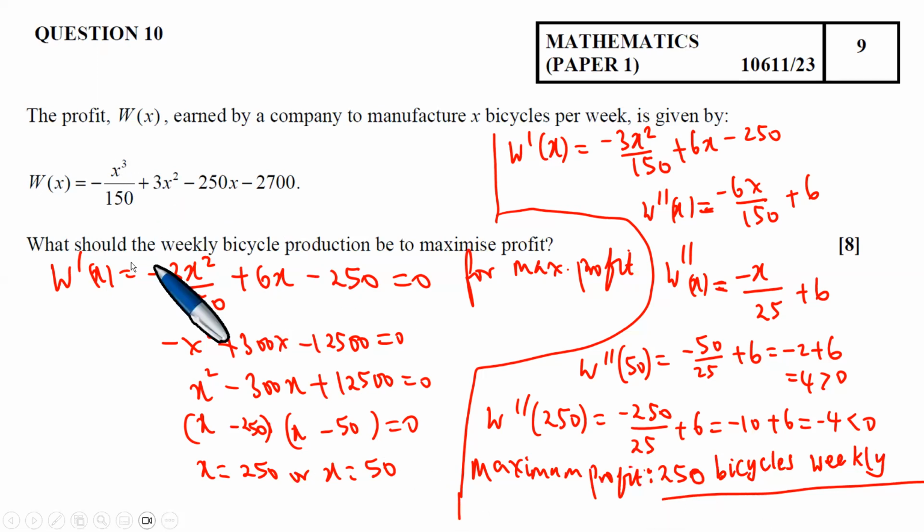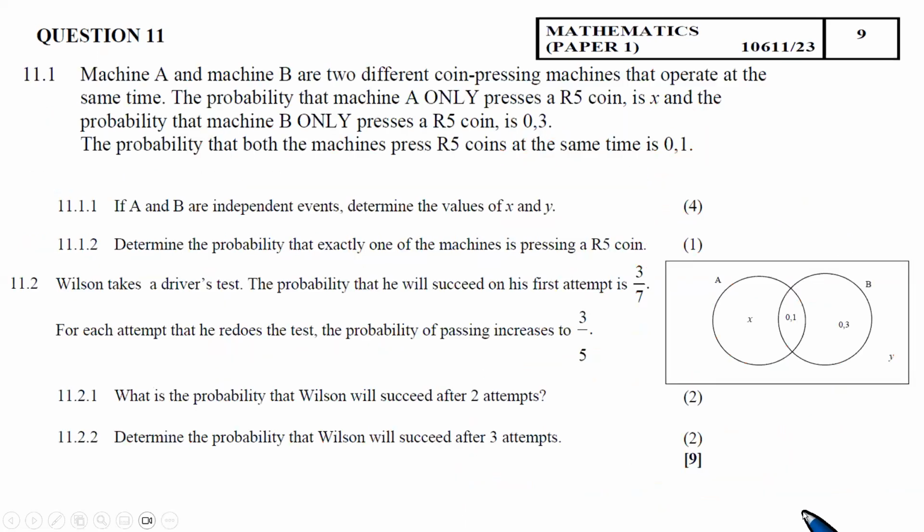What should the weekly bicycle production be to maximize profit? It must be 250, because at 250 the second derivative, W double primed, is negative, meaning you have the maximum profit at 250 bicycles weekly. Let's look at the next one.